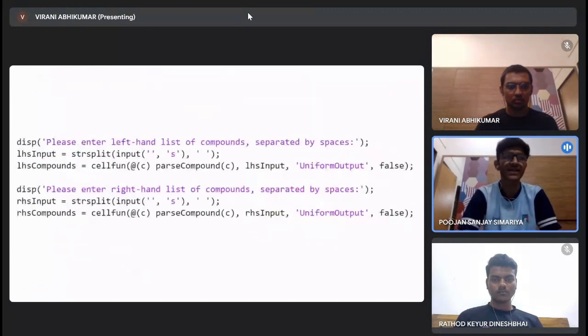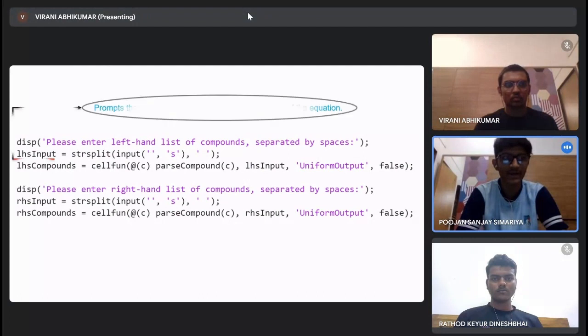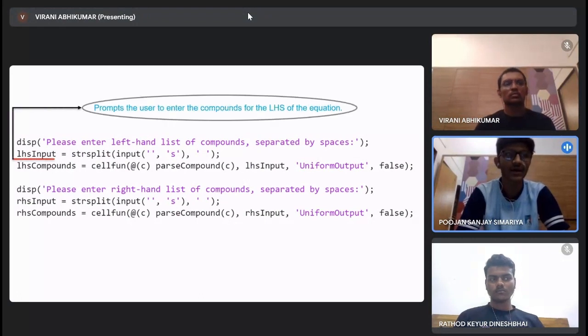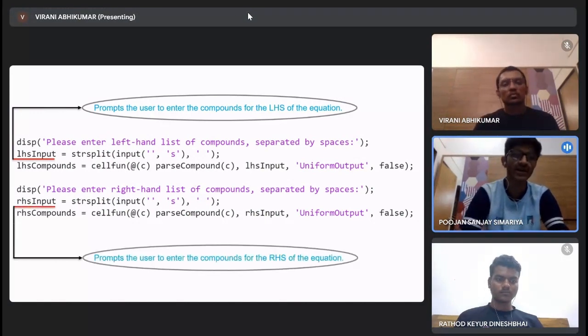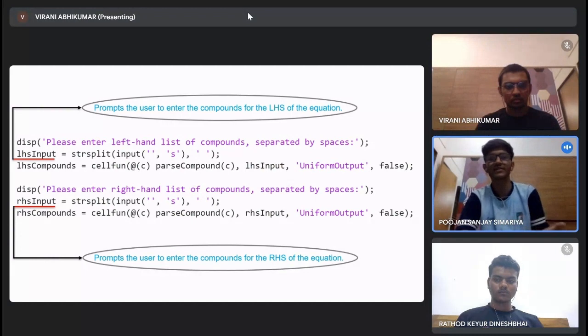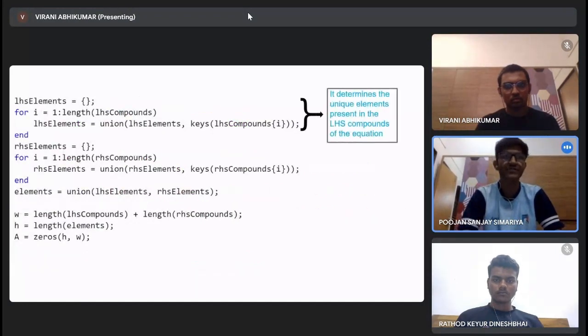Then we'll look at the second code snippet. This code snippet prompts the user to enter the compounds for the LHS of the equation. Similarly, for the RHS of the equation, as we all know, a chemical equation has two parts, LHS and RHS. The third code snippet is as follows.